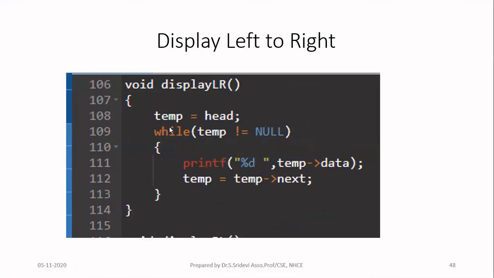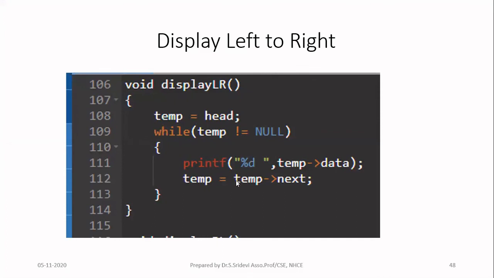So that is nothing but you are going to start with the head node. So I am writing temp is equal to head. You will display all the nodes one by one till you reach a node with null. So I am writing while temp is not equal to null, I have to display the data. So I am writing %d comma temp arrow data. After I display this, I have to change my temp to point to the next node. So I am writing temp is equal to temp arrow next. So when you do this, automatically you will be displaying all the nodes starting from first to the last.